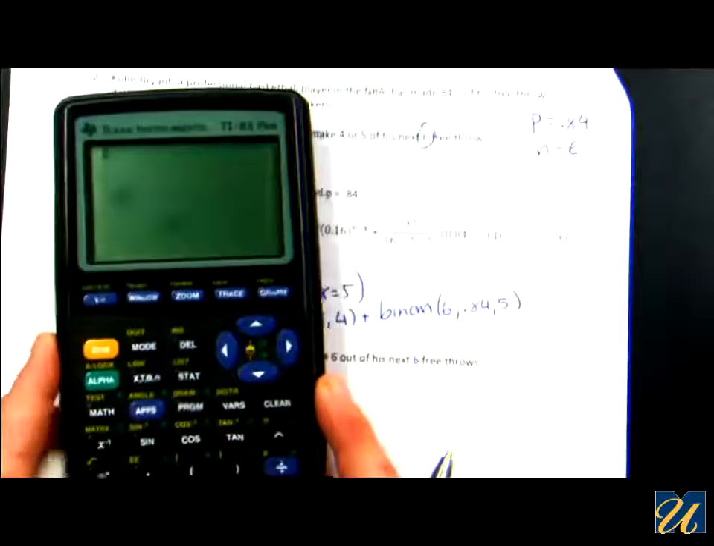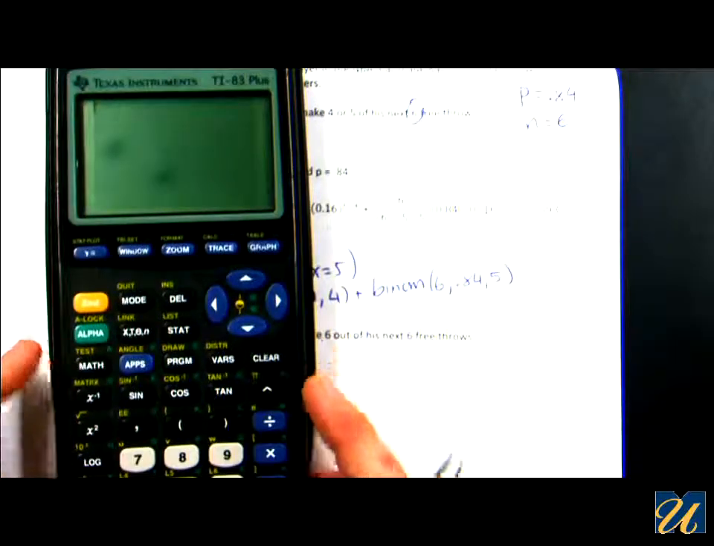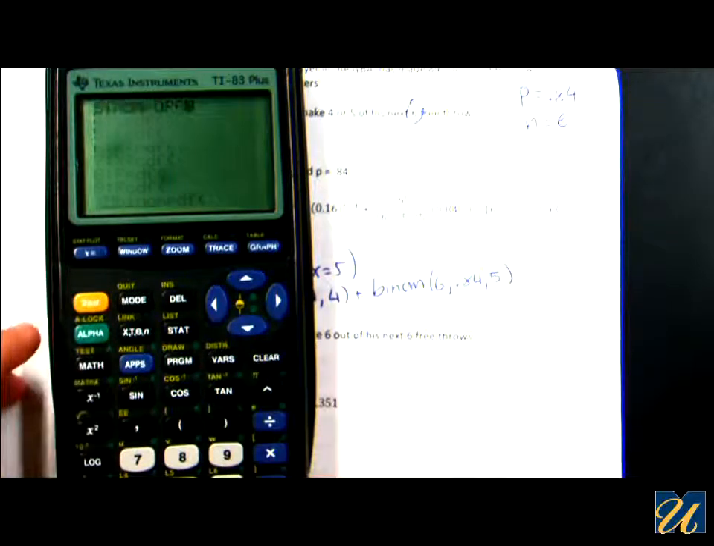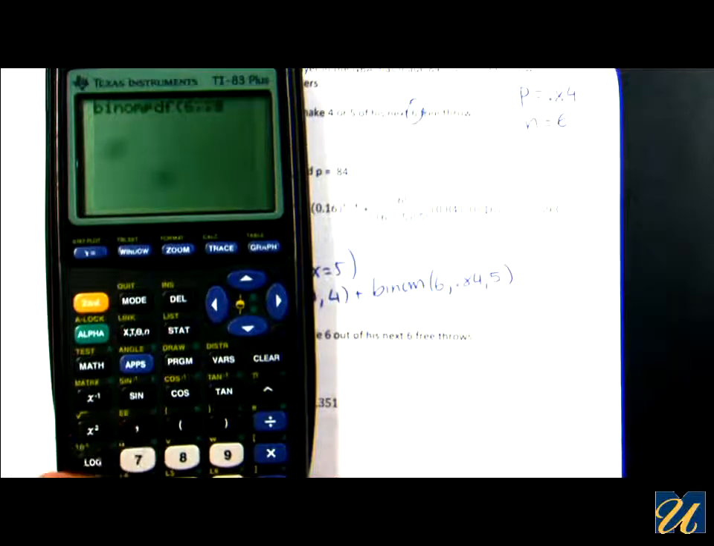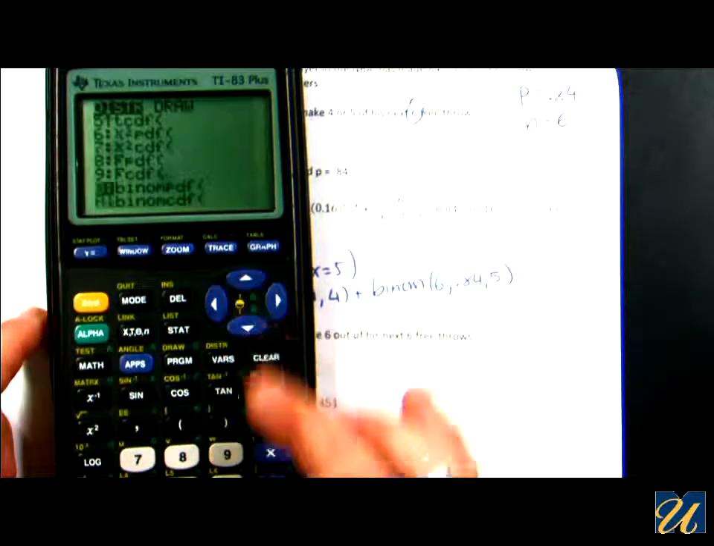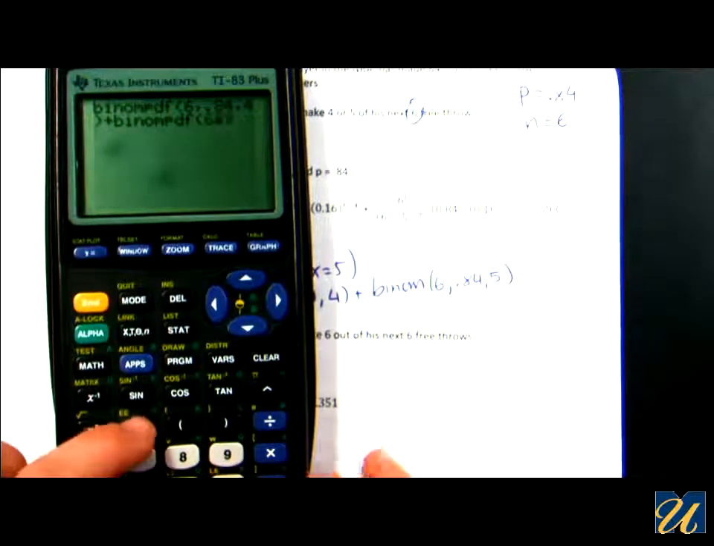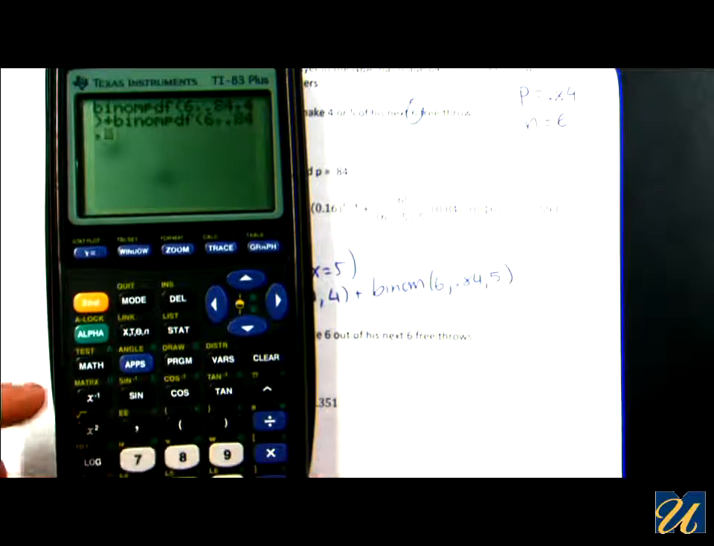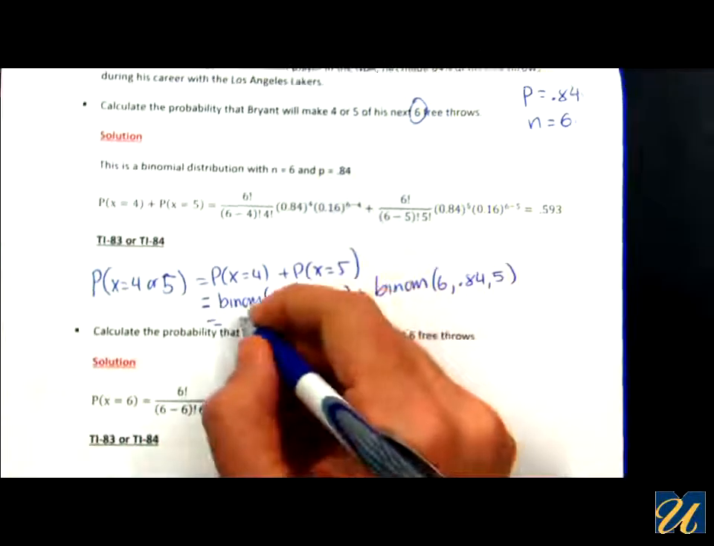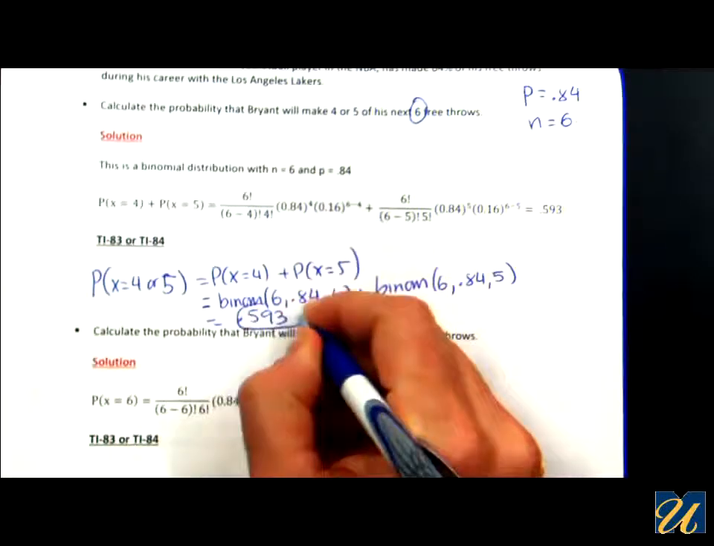So let's see if you can see it clearly. Second vars, binomial PDF, we have 6, comma, 0.84, comma, 4, close parentheses, plus second vars, binomial PDF, 6, comma, 0.84, comma, 5, close parentheses, and enter. So 0.593. And there you have it.